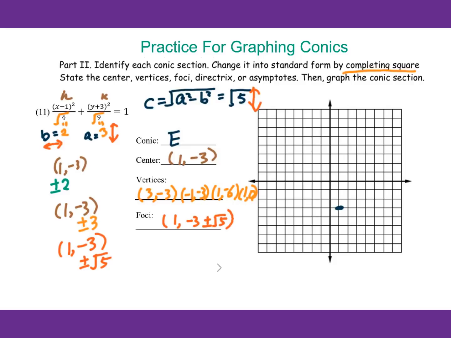First of all, we got the center. Then for A, let's go up 3, then go down 3. For B, you go to right 2 and left 2. Now we sketch the graph by connecting these 4 points. That will be an ellipse.